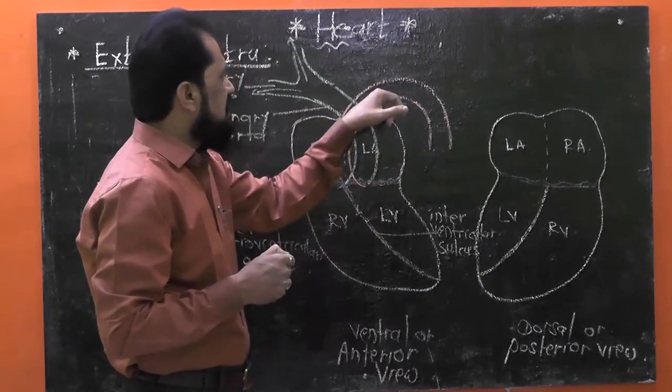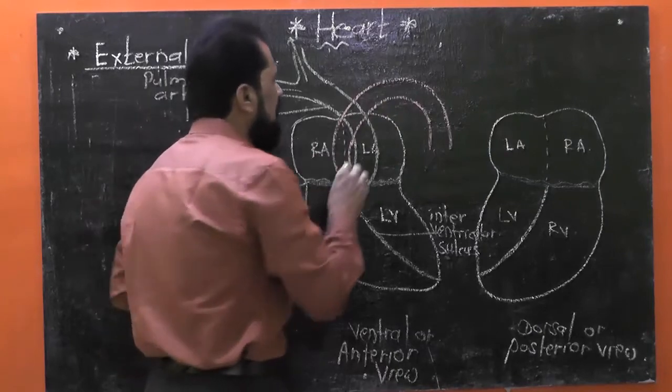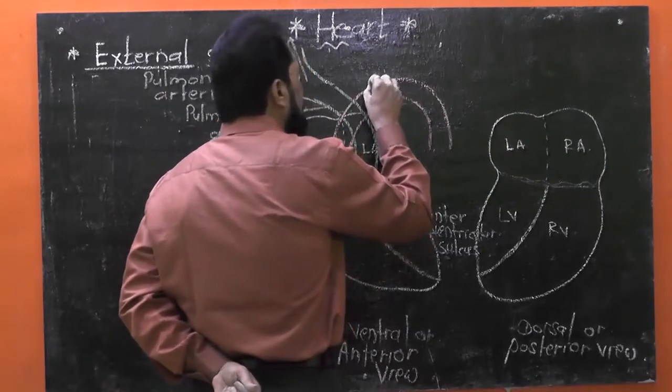Now, this systemic arch gives rise to three blood vessels.